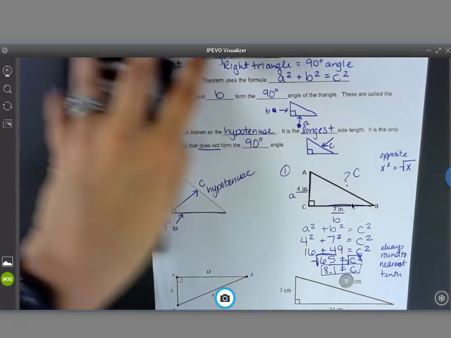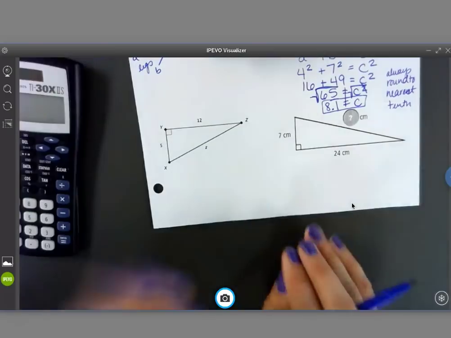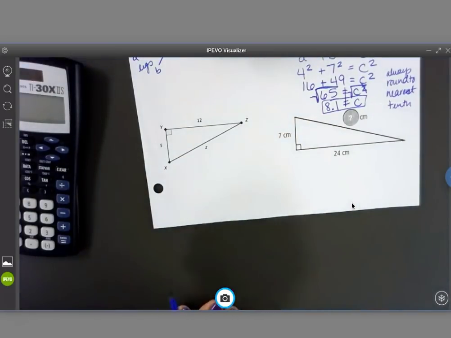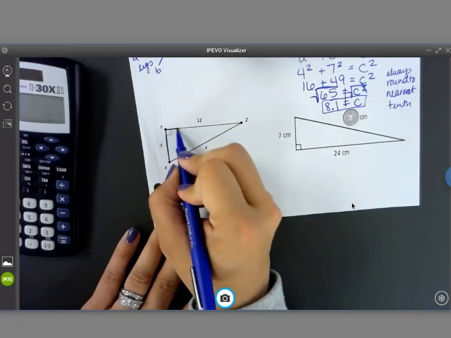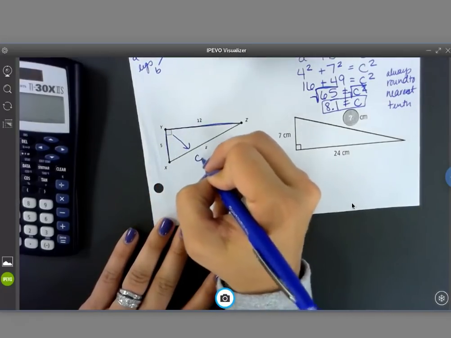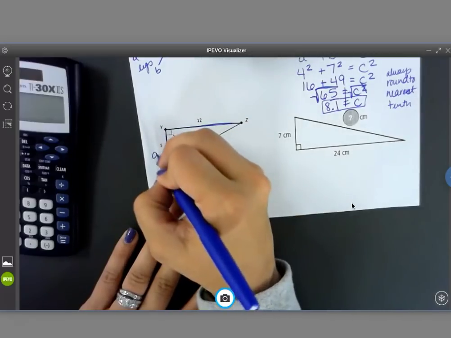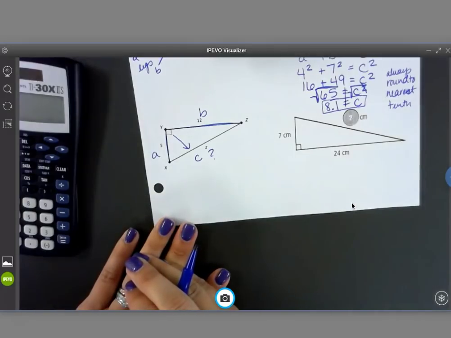Okay, let's do the next one. This one's turned a little bit, but we're still going to be able to find the 90-degree angle. So here's the 90-degree angle. These two sides that make the 90-degree angle are going to be A or B, and the other one, our unknown, is going to be C.